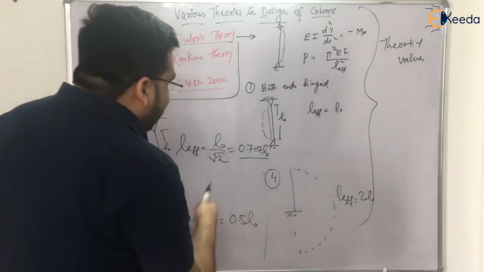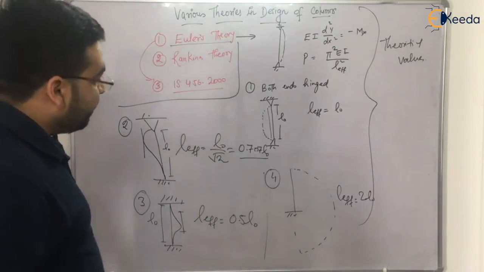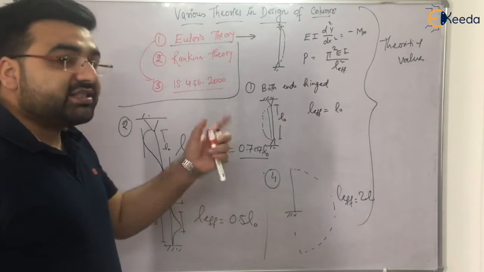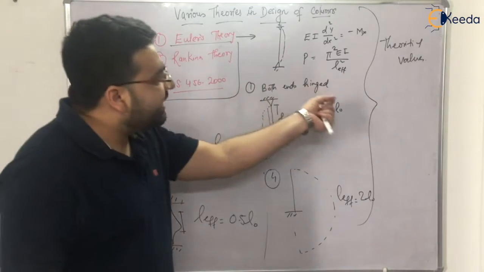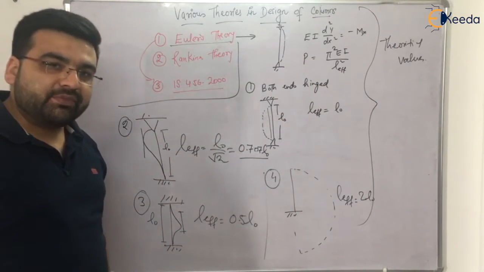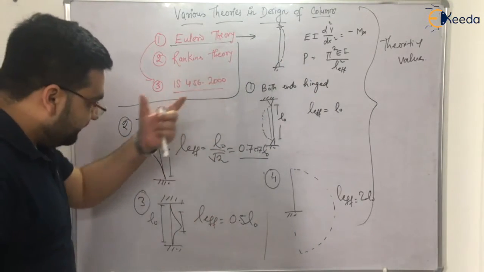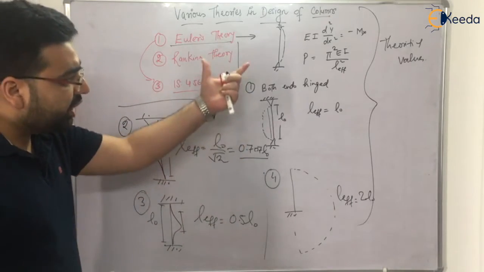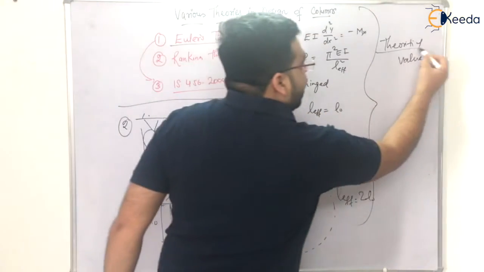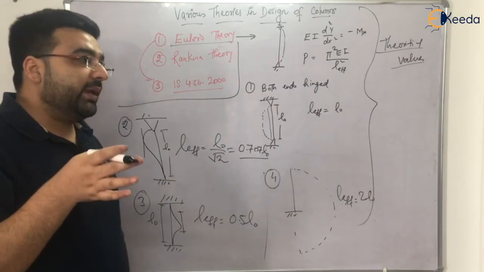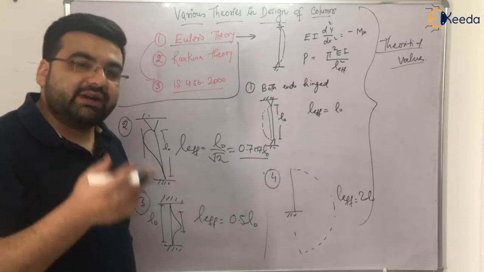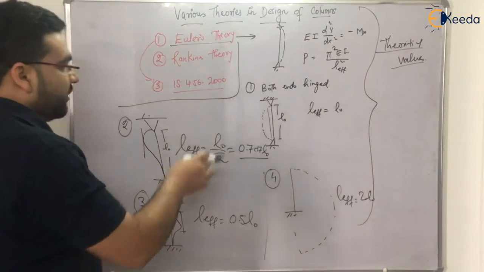Okay, I am repeating whatever you have studied in strength of materials. Why am I repeating? Because sometimes students confuse the strength of materials effective length concept with the IS 456 effective length concept. The effective lengths which you get from Euler's theory are the theoretical values. But the effective lengths which you will get from IS 456 are the recommended values, right?